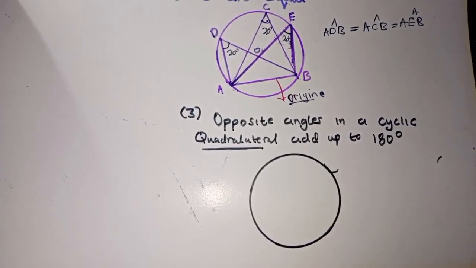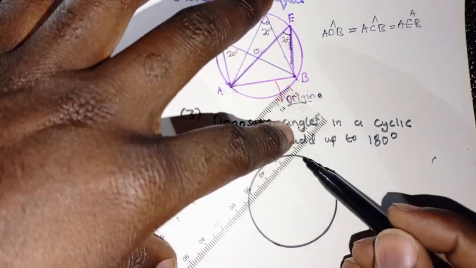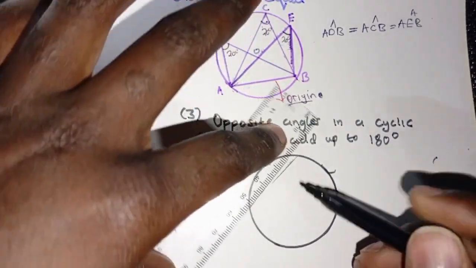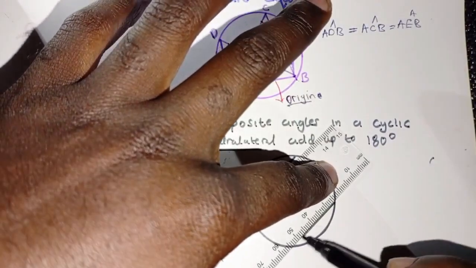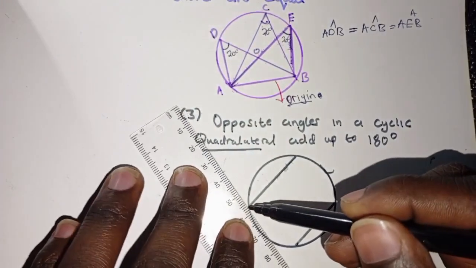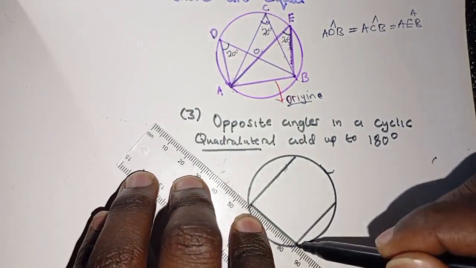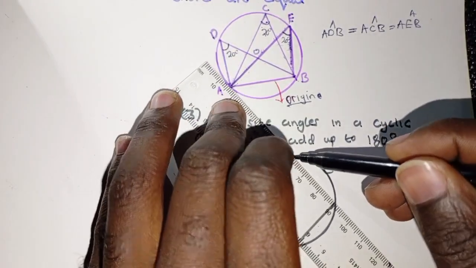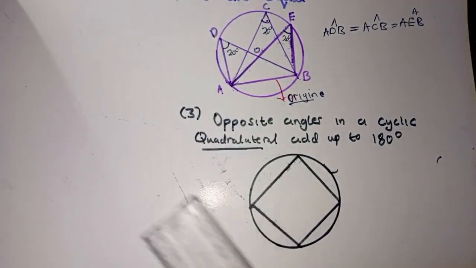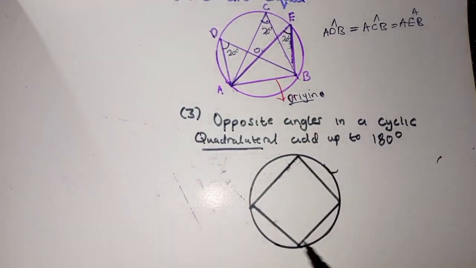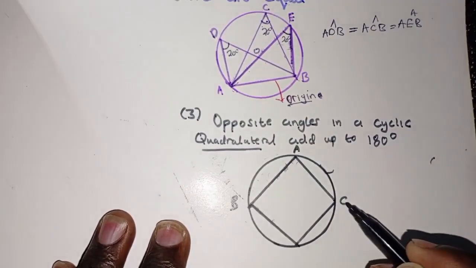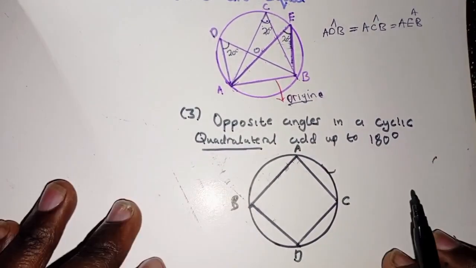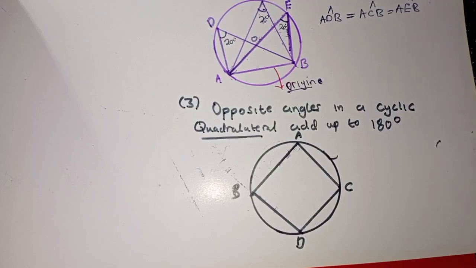Let's have a four-sided polygon, anything you make so long as it has four sides. You have a chord here, a chord there, maybe another chord there, and another chord here. This is a cyclic quadrilateral, so long as it has four sides and all four corners are touching the circumference. You can say this is A, this is B, this is C, this is D.